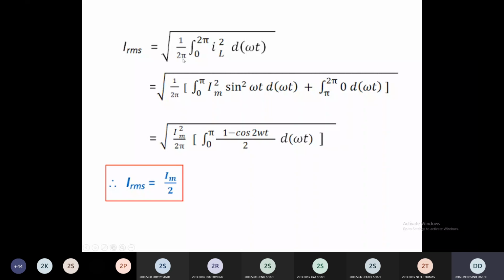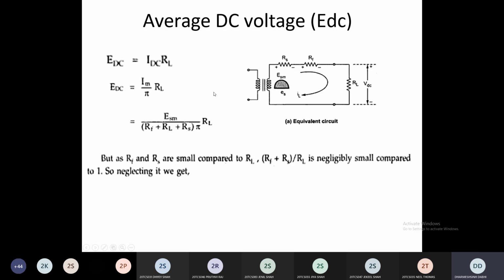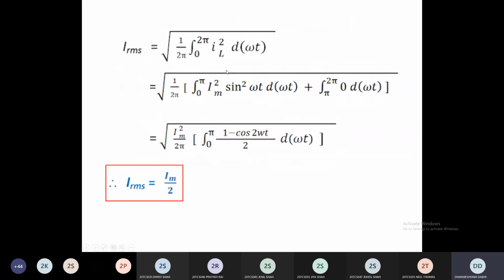If you take the integration of this and simplify this equation, you get square root of 1 upon 2 pi integration 0 to pi. IL is replaced by Im sin omega t between 0 to pi, because as we see, we got the current only between 0 to pi, Im sin omega t. Here it is IL square, so it is Im square into sin square omega t d omega t. And same way take the integration pi to 2 pi, but as you know, you get the 0 value. So this second term becomes 0.